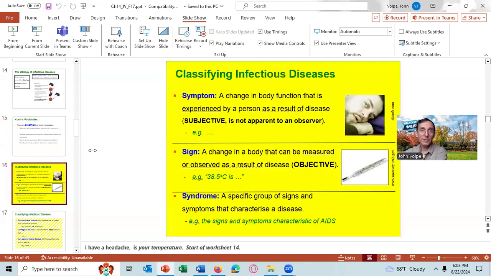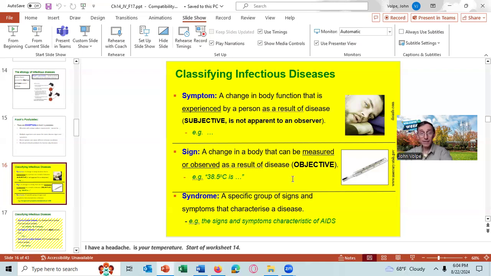All right, some more terms you should know for classifying infectious diseases. A symptom is a change in the body function that is experienced by a person as a result of disease. However, this is subjective. The patient can know about it, but nobody else can measure it. Like when a patient gets a headache, nobody else can measure that person's headache. No one else can know that person actually has a headache. You just have to rely on the patient to tell you that. That's because we have no way of measuring a headache.